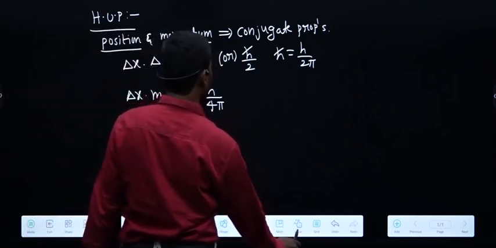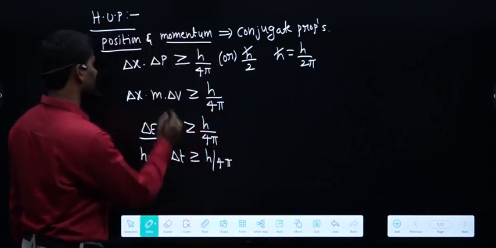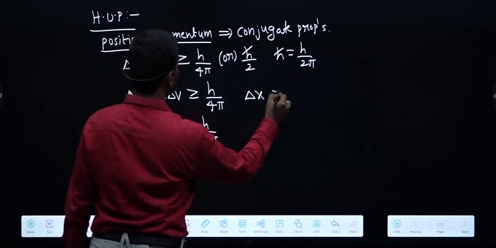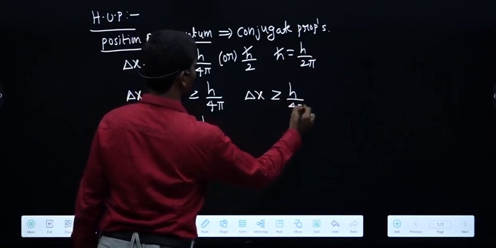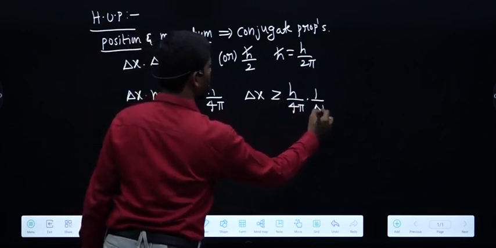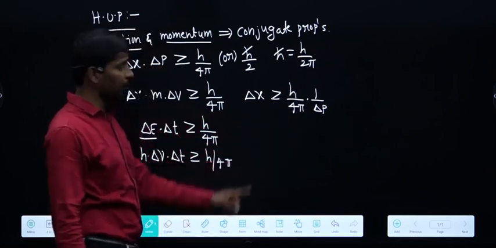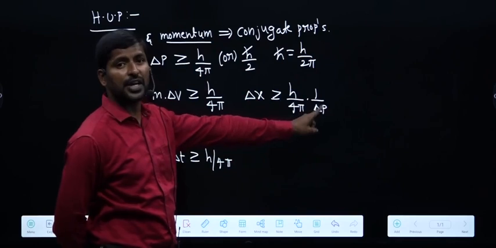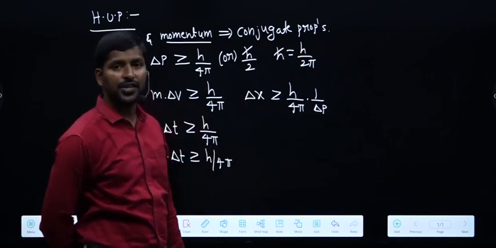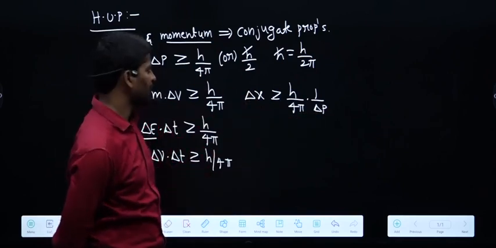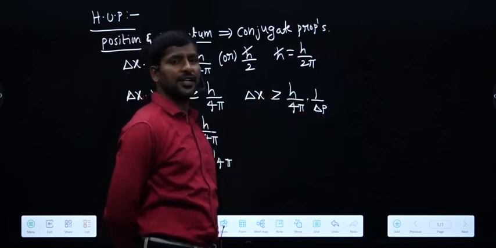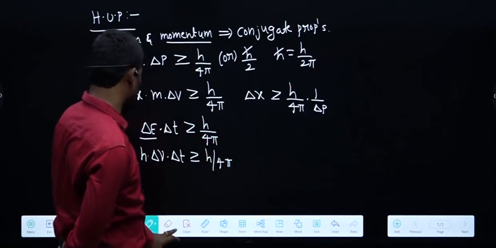Position and momentum we cannot determine exactly and precisely. Here if you bring delta p to the right side, delta x is greater than or equal to h by 4 pi into 1 by delta p. For example, if delta p tends to infinity, delta x tends to 0. If uncertainty in the momentum is very high, uncertainty in the position is very low. Similarly, if uncertainty in the position is very high, uncertainty in the momentum is very low.